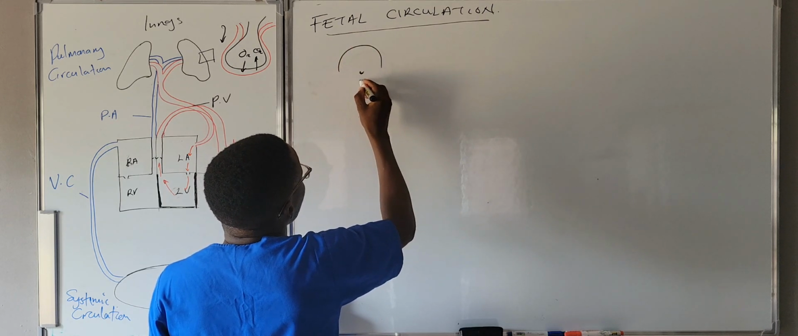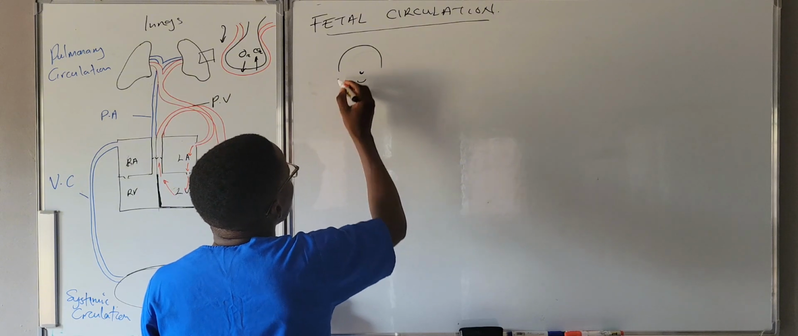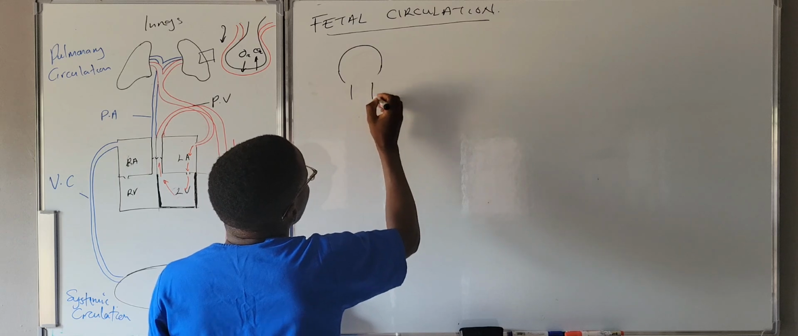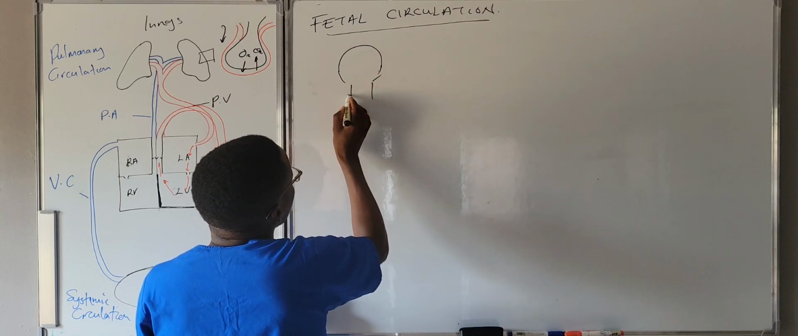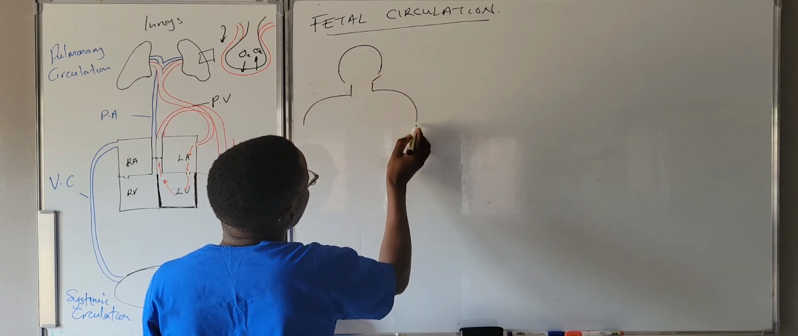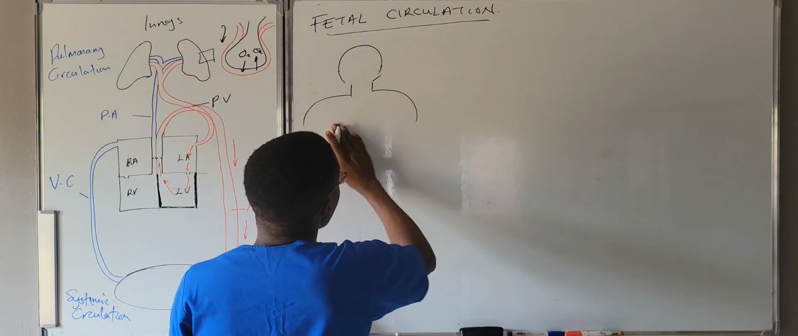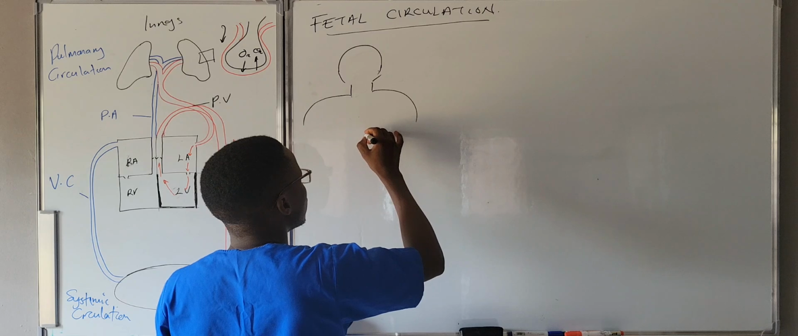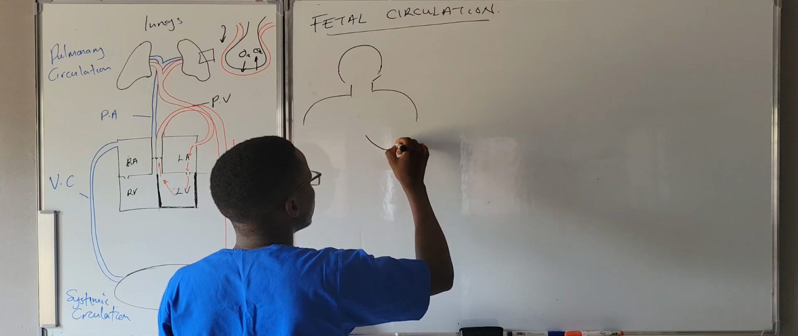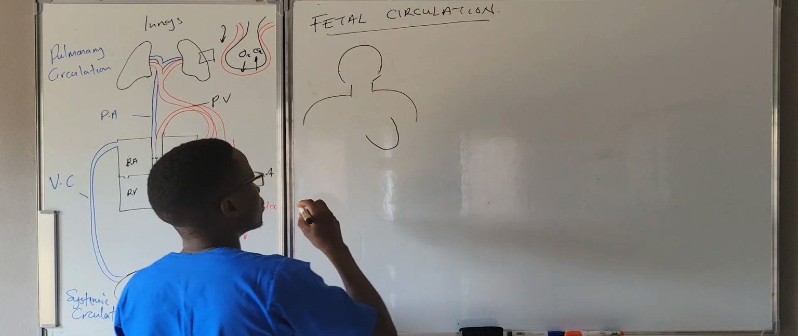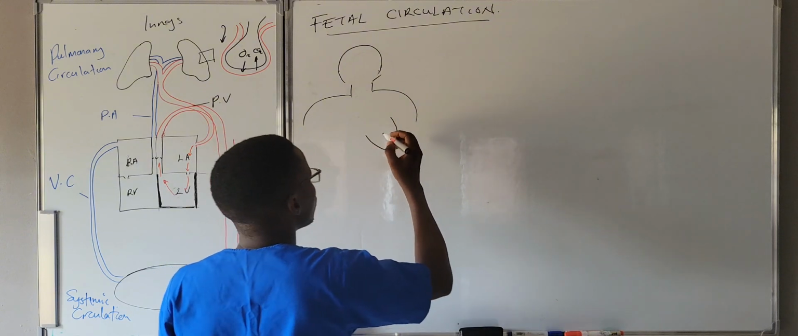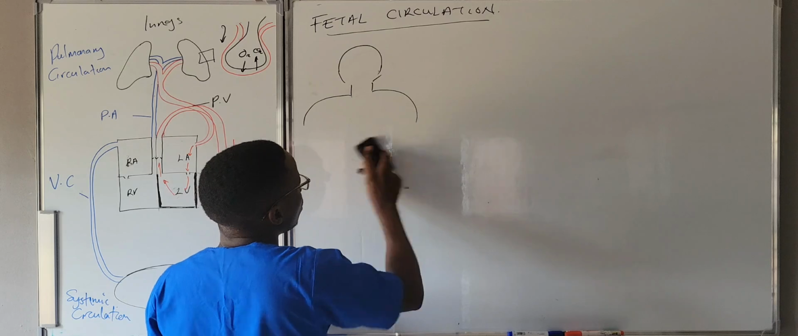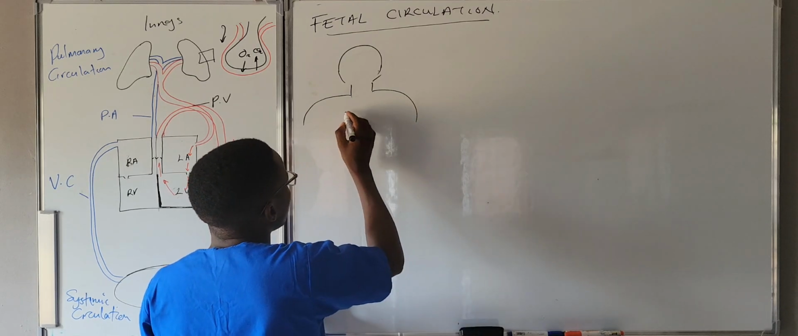There's the baby, the nose, the mouth. Okay, so let's try to draw the heart. So you can see here we have the heart. So probably let me try to draw the lung space.